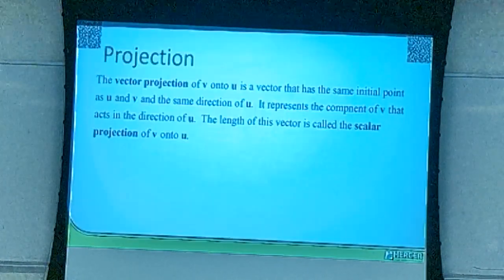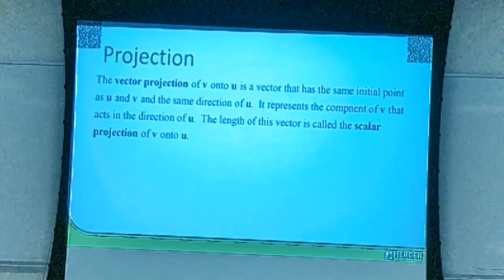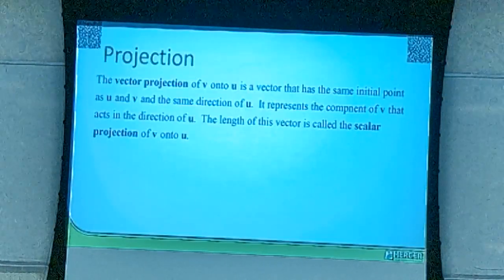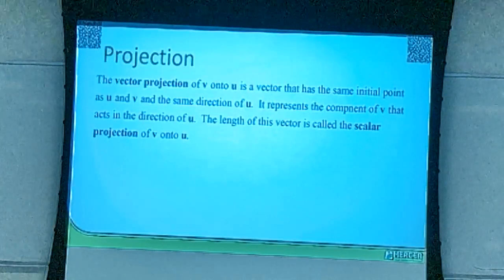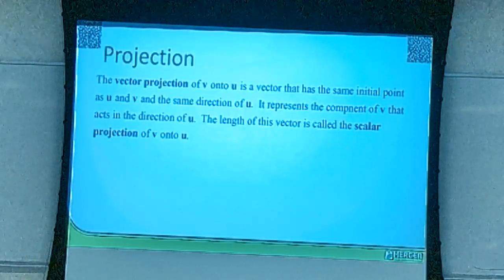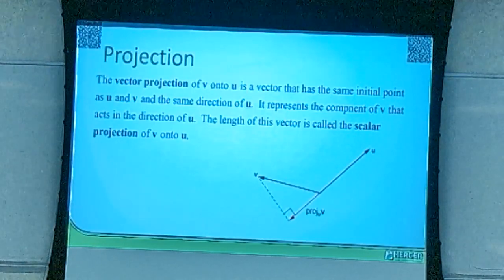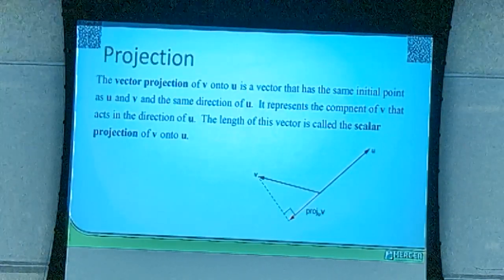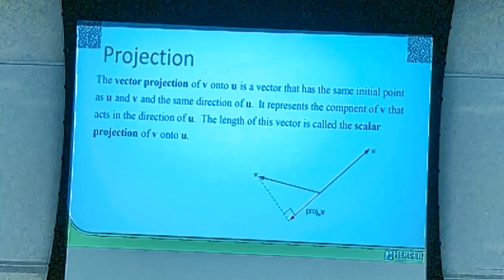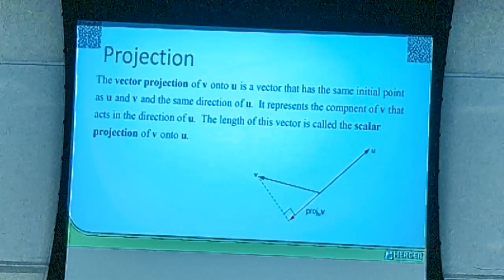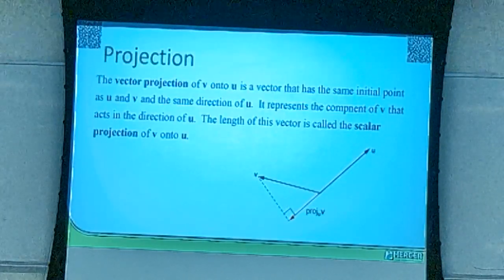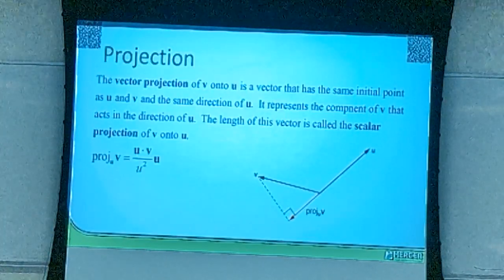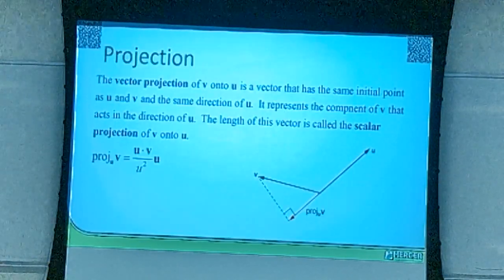Vector projection of V on U: the vector that has the same initial point as both U and V, and the same direction as U. The length of this vector is called the scalar projection of V on U. And so that red vector is the projection of V onto U. Again, full derivation is located in the lecture videos.